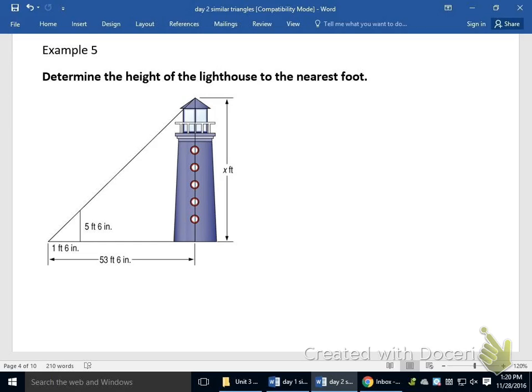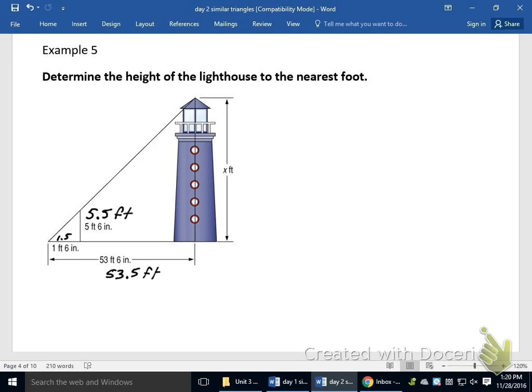So as I do this problem, first thing I'm going to do is just go through and change this to 5.5 feet. And change this to 53.5 feet. And change this to 1.5 feet. Okay? And that will actually make doing the problem a whole lot easier if you make that adjustment at the beginning. So if you see something like 5 foot 9 inches, you'd want to make that 5.75 feet.